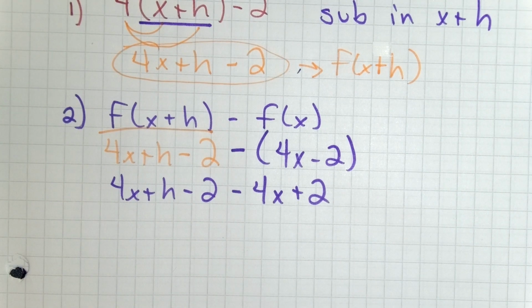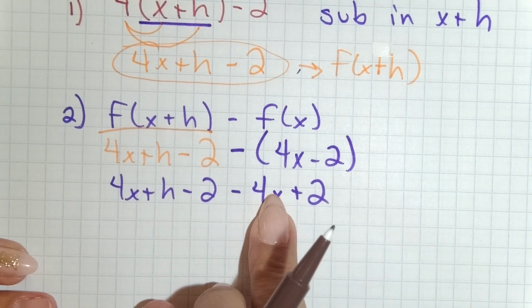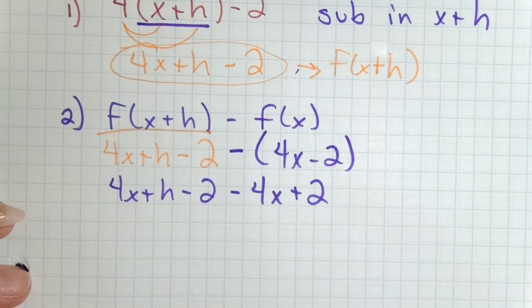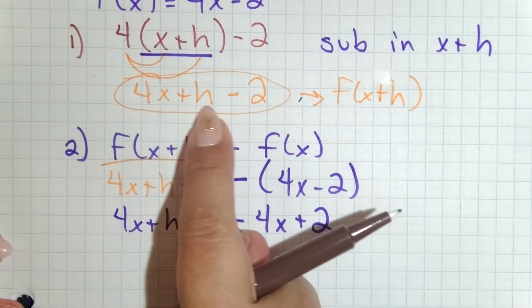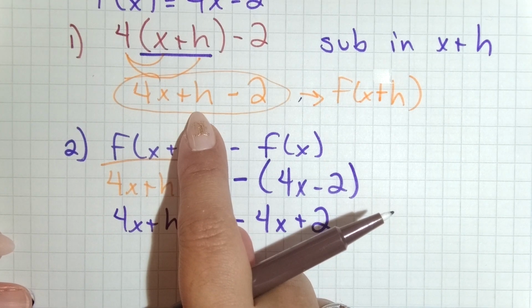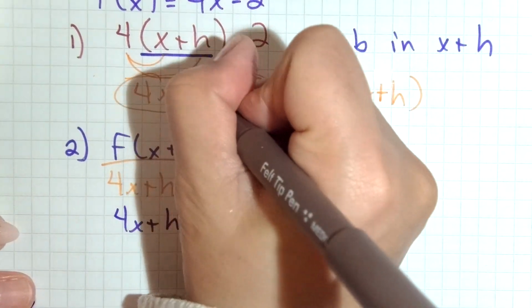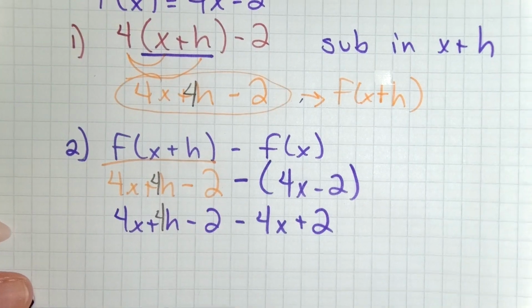All right. Now I need to simplify this before I move on. Can somebody tell me what I did wrong up here? I just realized that I did something wrong. 4h. Thank you. This should be 4h. I'm sorry. 4h. Thanks.